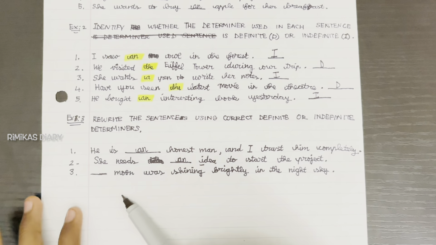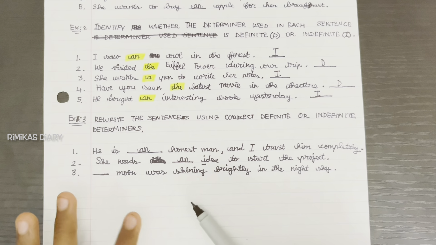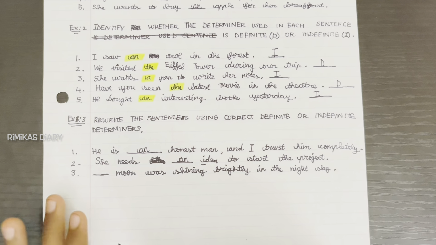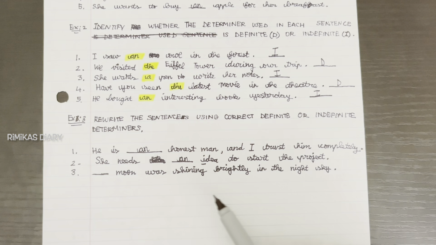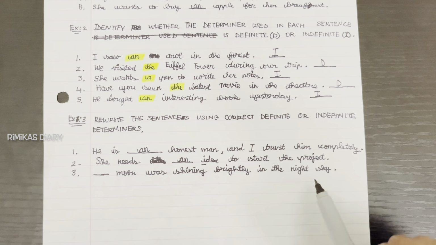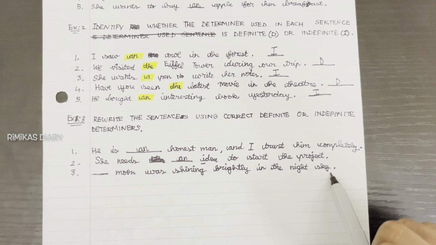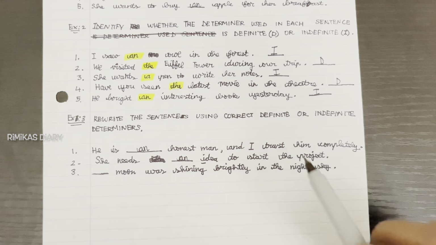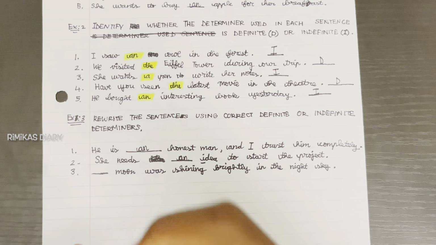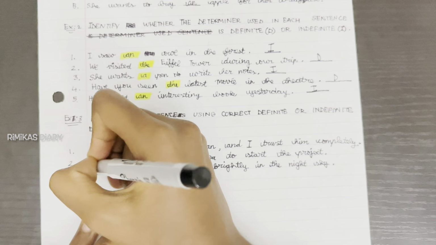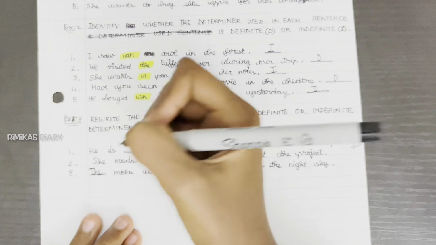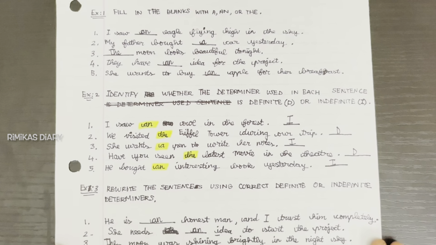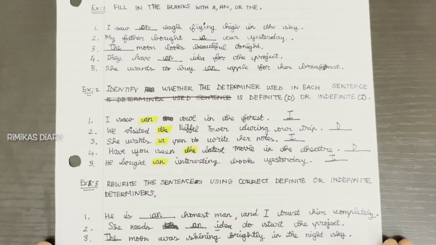Next, dash moon was shining brightly in the night sky. So it's the. So this is the whole worksheet for this video.